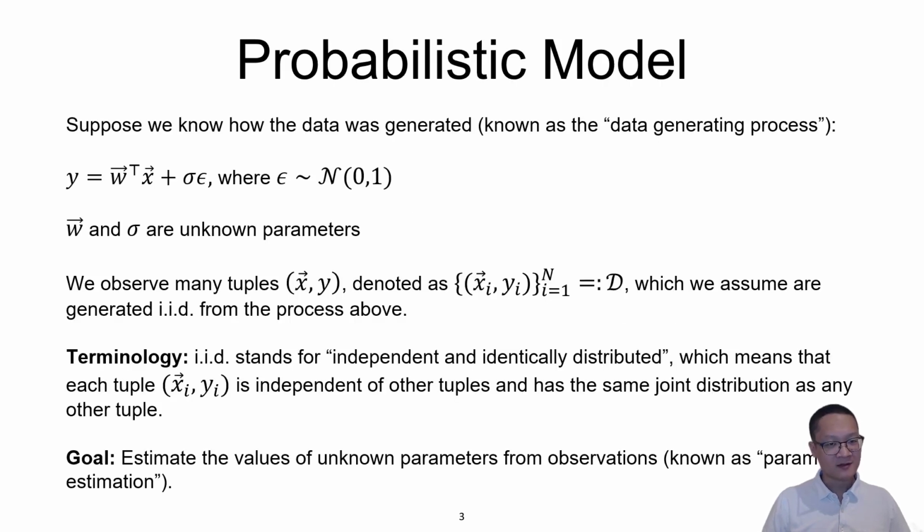Okay, so first we are going to discuss probabilistic models. Suppose we know how the data was generated. This is known as the data generating process. We have seen a bit of this in the coding example that we did, where we were the ones that actually generated some polynomial data with some noise, right? So suppose we know how the data is generated. Well, let's say that we're going to use this.